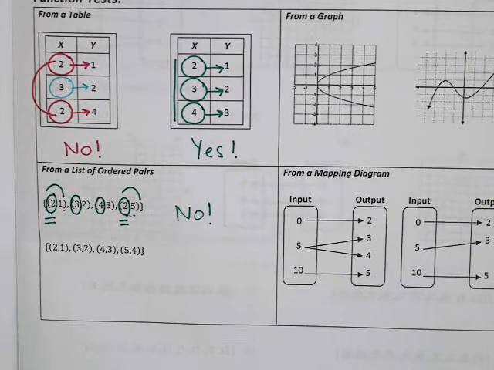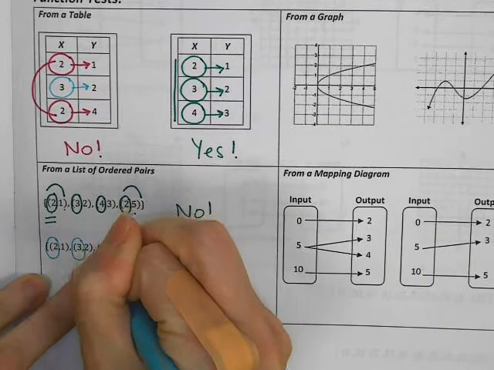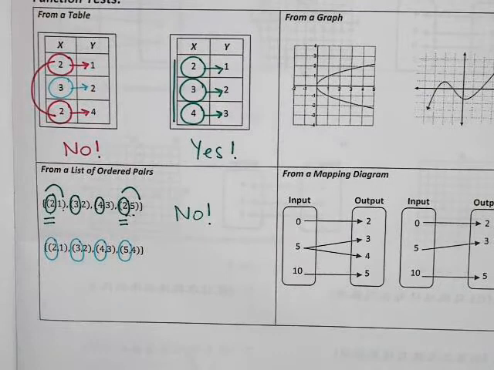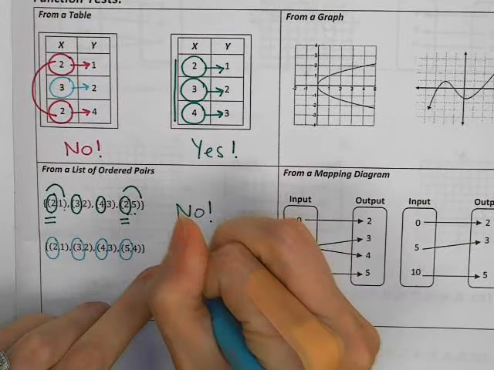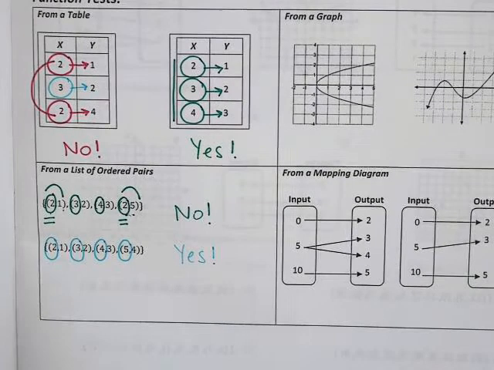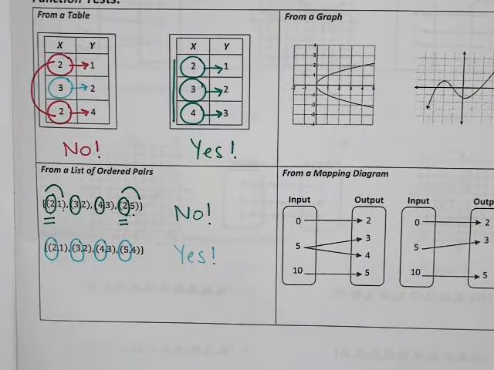In the second example, if you guys circle all the x's, you will notice that none of them are repeating. So that means we're good. That means it's yes, because every x only happens once and goes to 1 y.